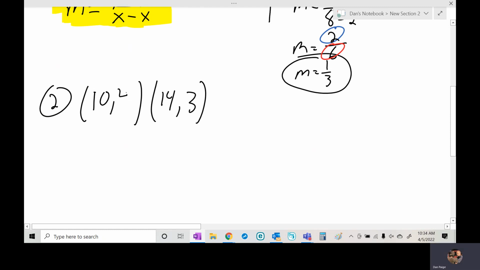Those aren't very good looking fours. There we go. All right.